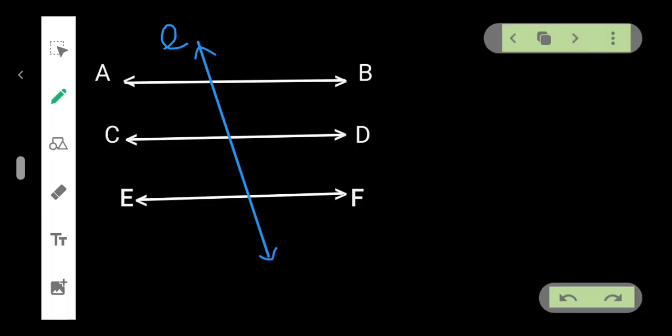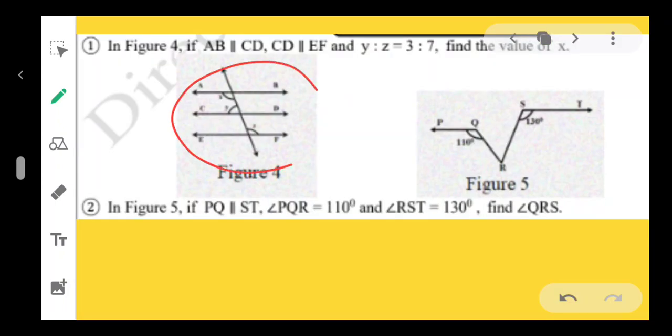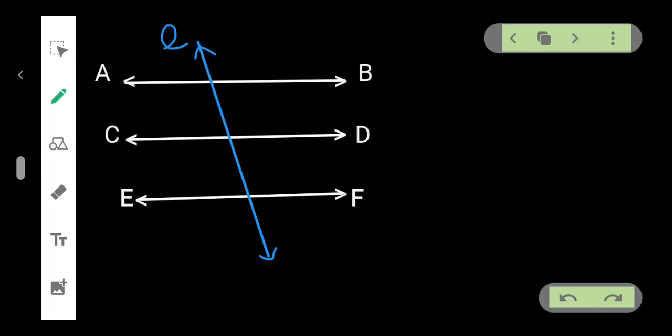AB, CD, EF are parallel lines and L is a transversal. Again the same figure here. And angles X, Y, Z are there. These are three angles X, Y, Z.